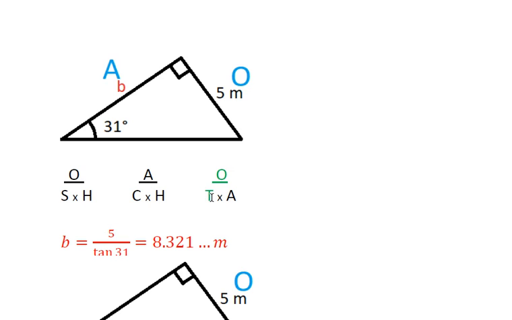Now next step, after we've figured out we're going to use TOA because of the O and the A, which we've labelled, what you do is hide the side that you're trying to figure out. We're trying to figure out our B, which is our adjacent, our A, and we just ignore that A there, and we're then left with this green bit.